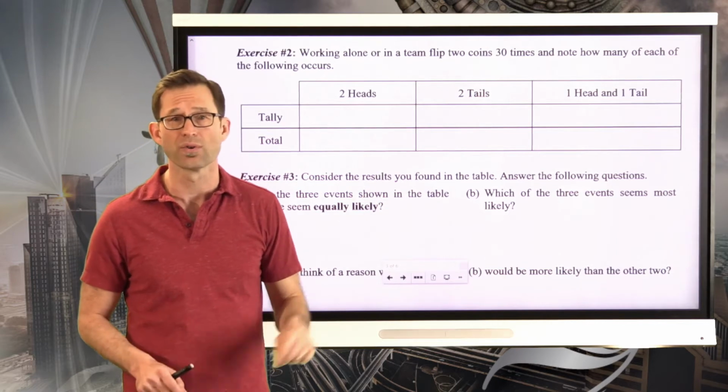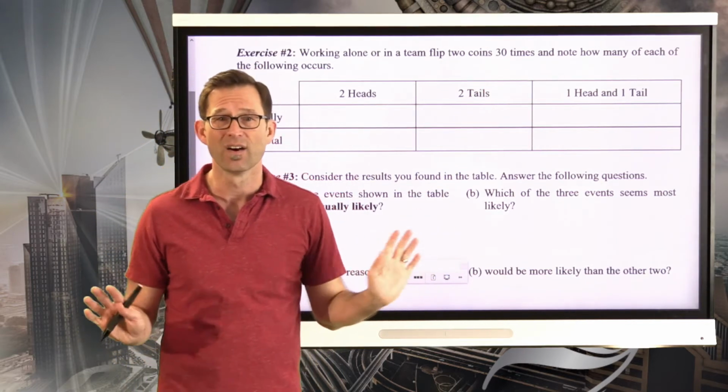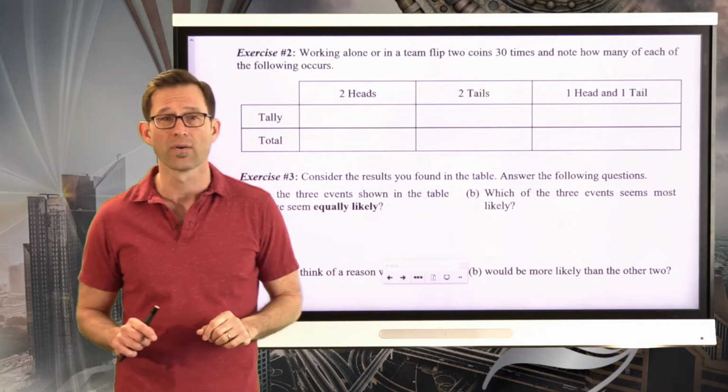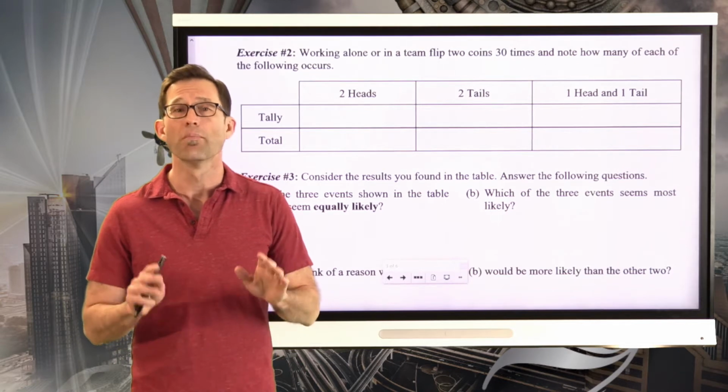If you flip two coins, you're either going to have two heads, two tails, or a head and a tail, right? That's it, all right? Doesn't mean that they're equally likely outcomes, but those are the only outcomes that could happen in our experiment. Okay, so pause the video now.